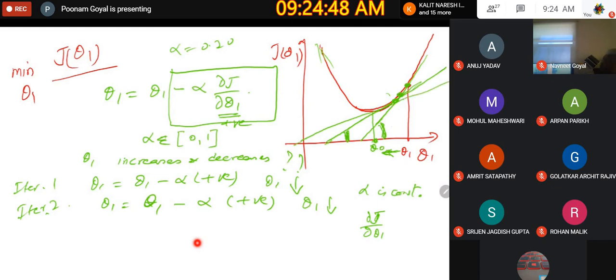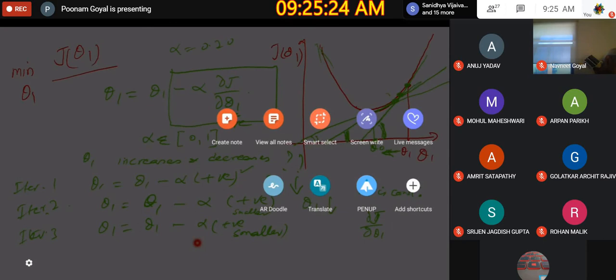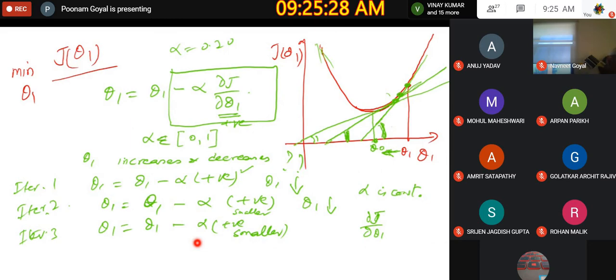Now I draw a tangent at this point. So what happens to the angle? The angle becomes still smaller, right? And if the angle becomes smaller, what happens to tan theta? Tan theta will be a smaller quantity. In the first iteration, this is a positive quantity which is smaller. And in the third iteration, theta 1 will be equal to theta 1 minus alpha times a positive value, which is again smaller. So initially your step will be a bigger step, and then as you approach the minima, the step size or the improvements are going to get smaller and smaller. This is because your slope is getting smaller and smaller.